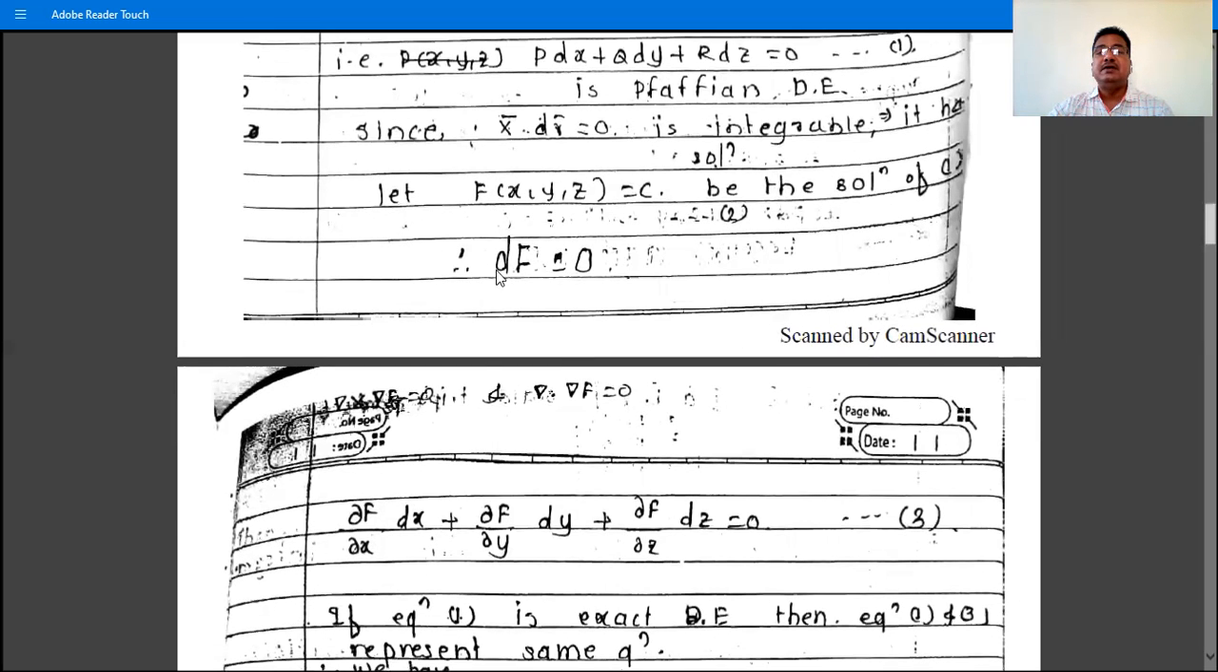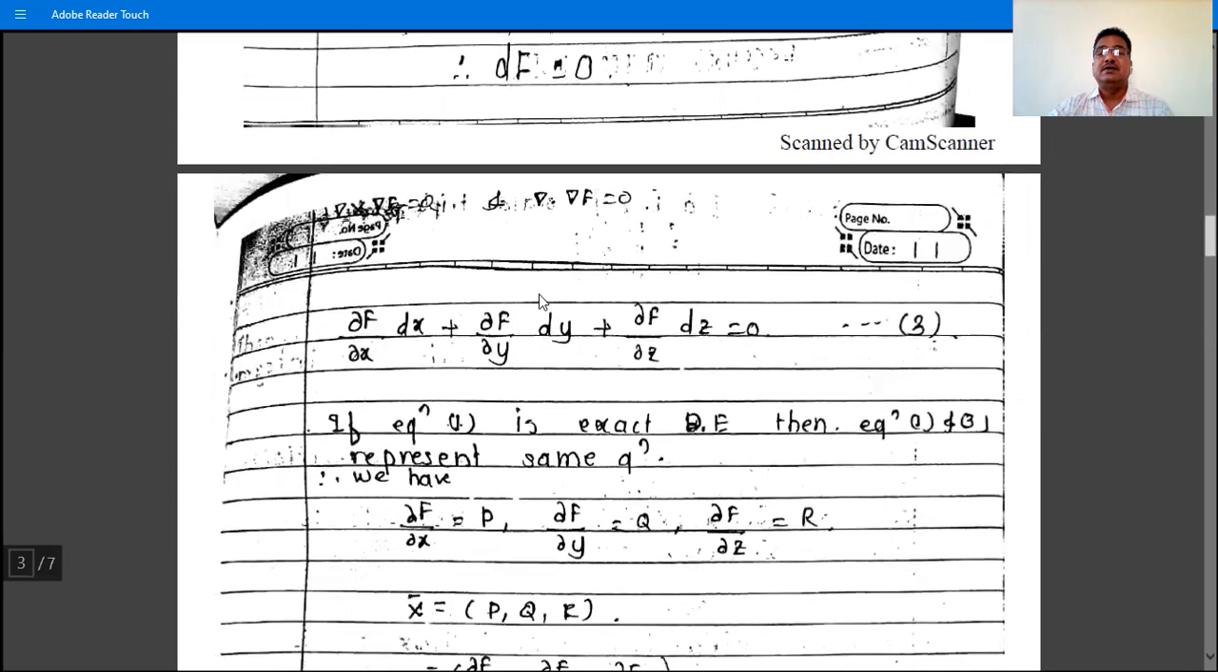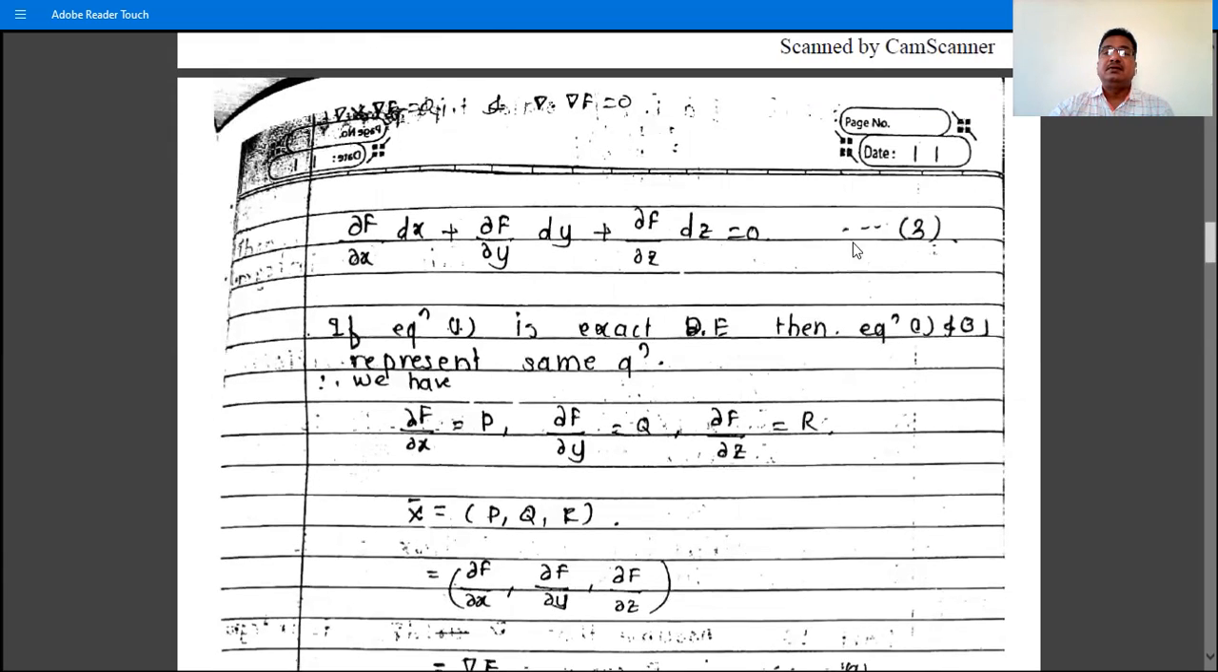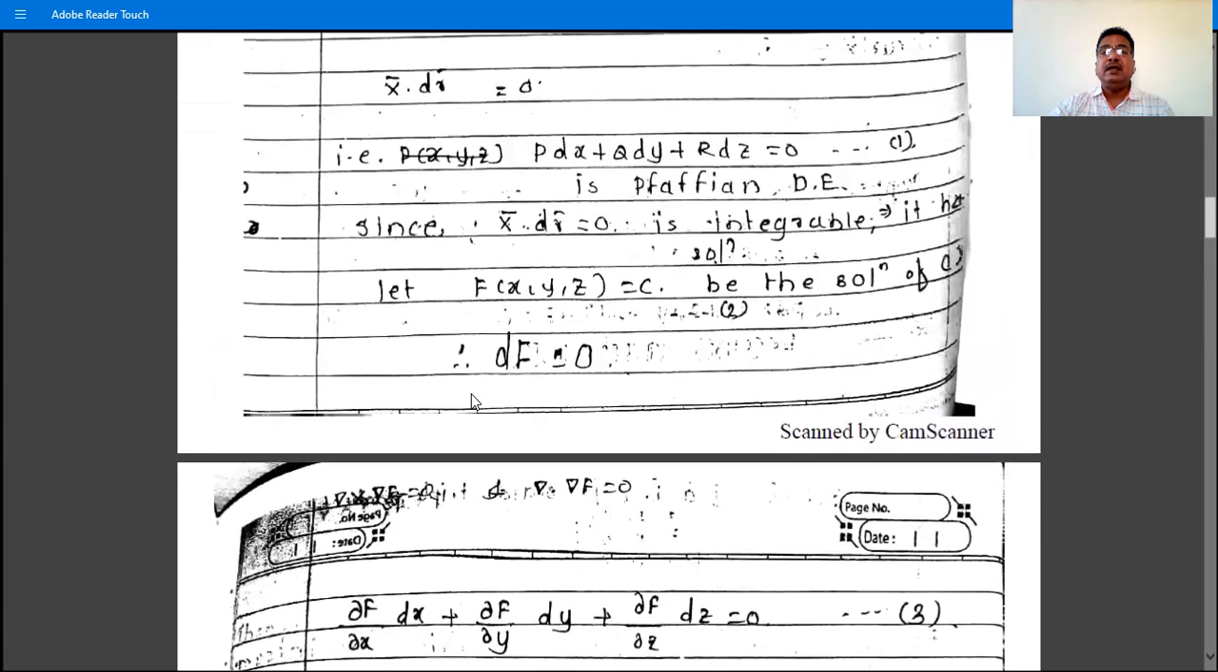And then obviously the complete derivative df is 0. What is df? The partial of f with respect to x times dx, plus the partial of f with respect to y times dy, plus the partial of f with respect to z times dz, is equal to 0. This is the complete derivative, suppose equation number 3. If equation 1 is integrable, it is either exact or it has an integrating factor.